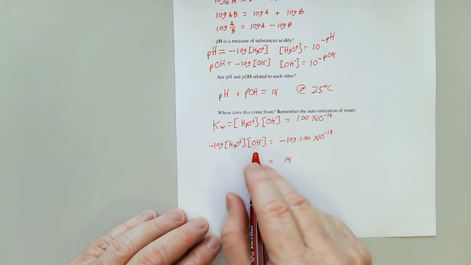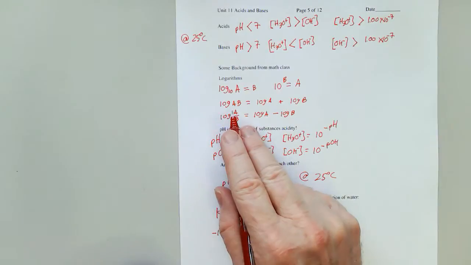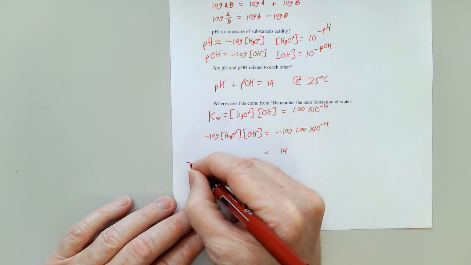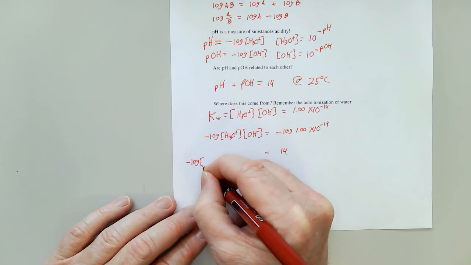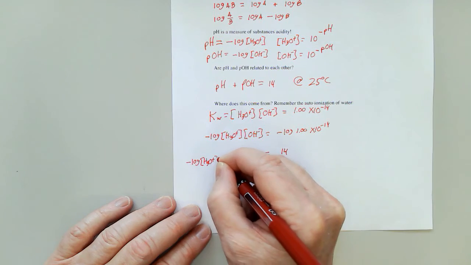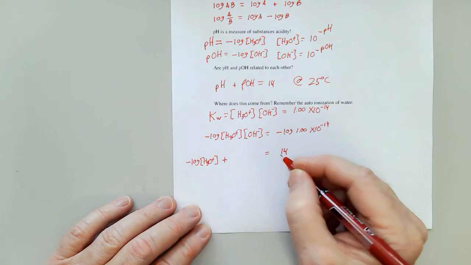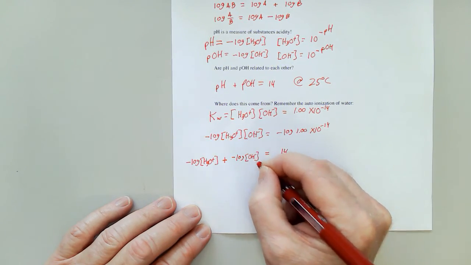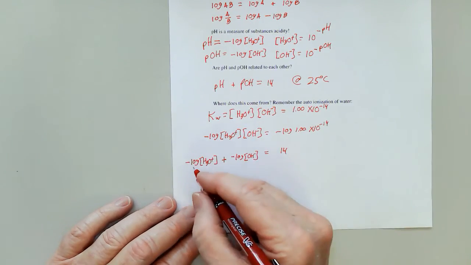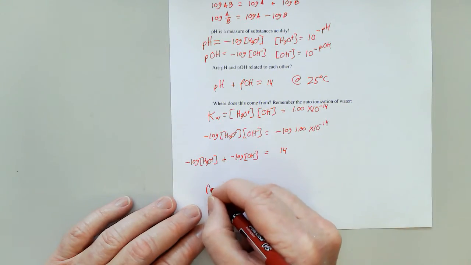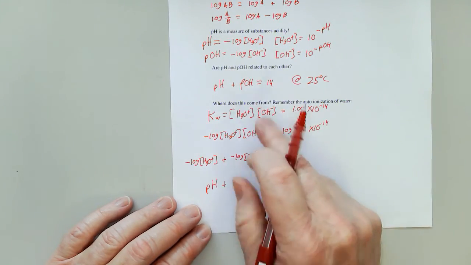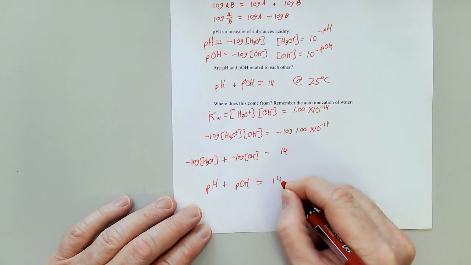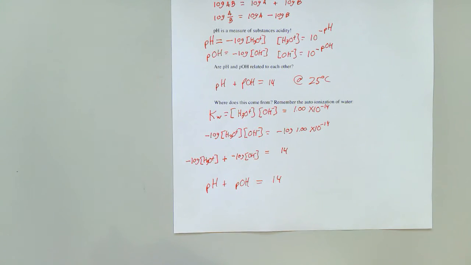Now, this is a product. So using this idea from up here that the log of AB is equal to log A plus log of B, I'm going to say the negative log of the H3O plus plus the negative log of the OH minus is what equals 14. And that is the definition of pH. And this is the definition of pOH. So pH plus pOH add together to be 14.